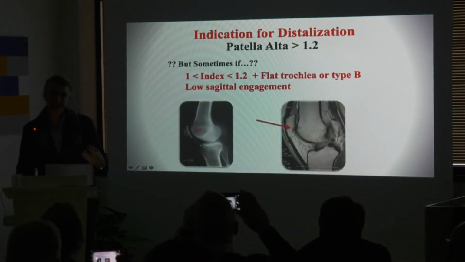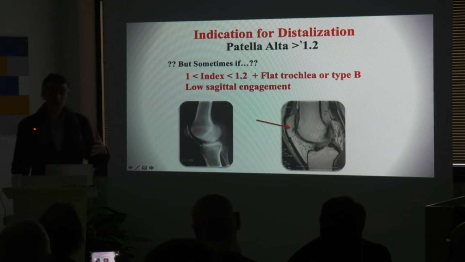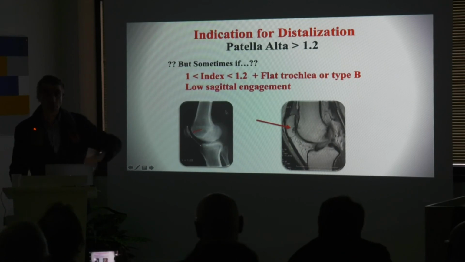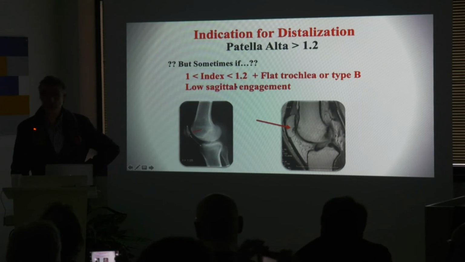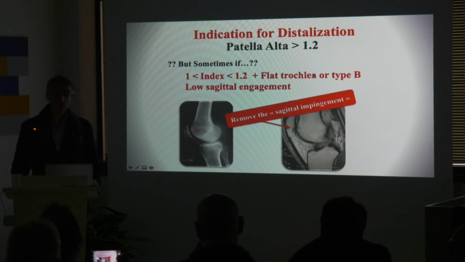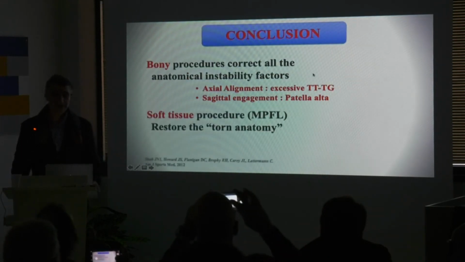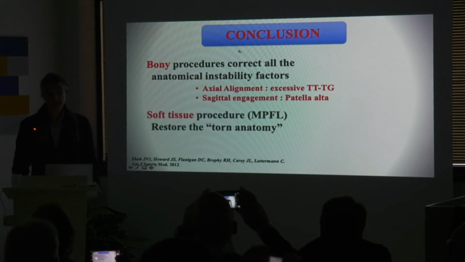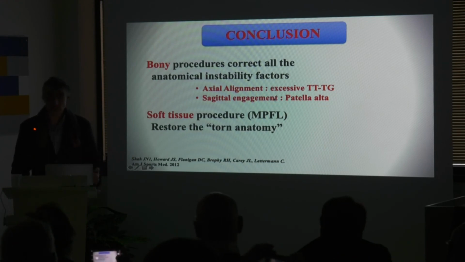So when you do distalization, sometimes you can do that even if the index is not more than 1.2. But if you have a low sagittal engagement, if you have a flat trochlea also, and also sometimes if you have a type B trochlear dysplasia, you can do that if the prominence is not too big, so you have some adaptation. So the conclusion is that you will correct the axial alignment and the sagittal alignment too. This is very important. And the MPFL, of course, will correct the soft tissue damage. Thank you.